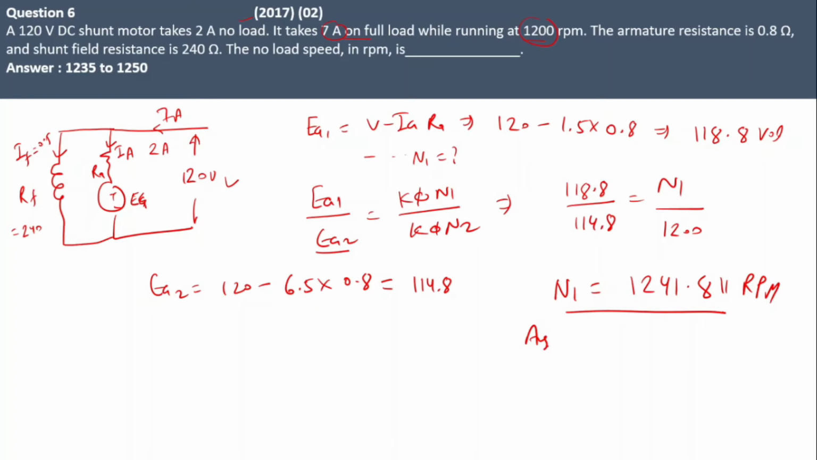So it is quite easy. Once you know the concept, easily you can find out the solution. Okay, this Ea is related to the flux and the speed, and this torque is directly coming from K phi and Ia. So these are interconnected, and back EMF and speed are interconnected.